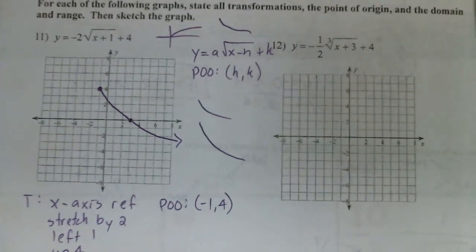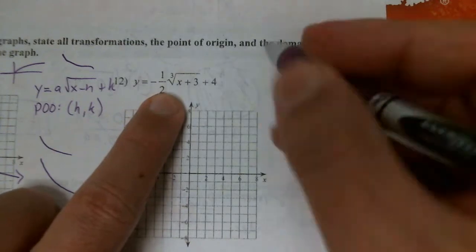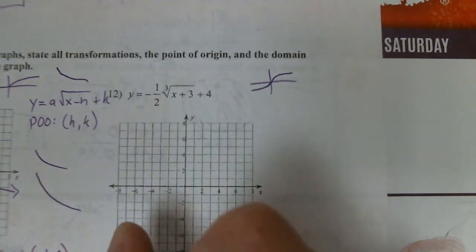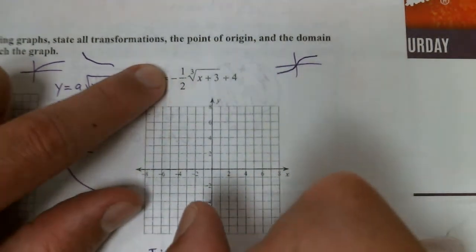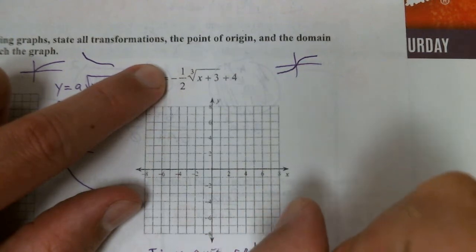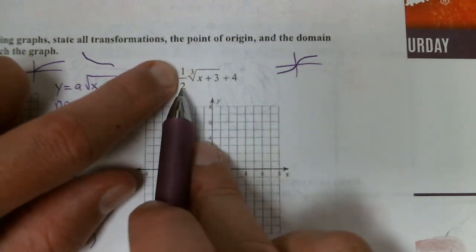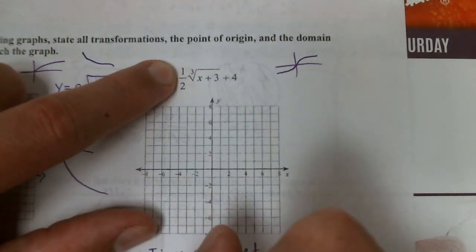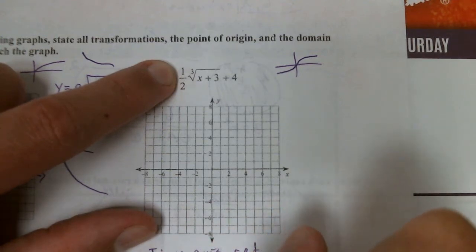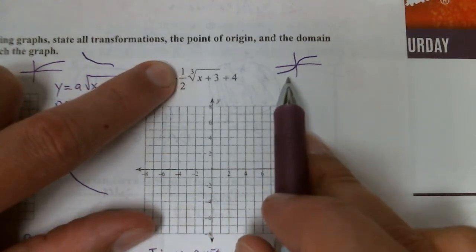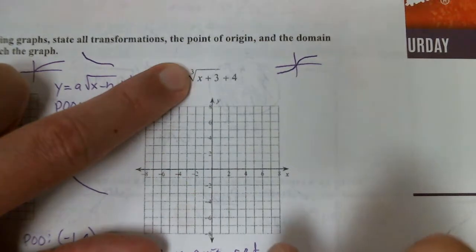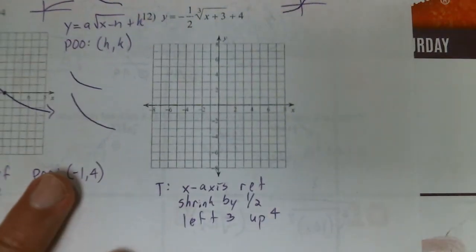Okay, next one over here. We have a cube root, so you should be thinking, okay, the snake's going up the tree. All right, so our transformations. Do I have a reflection? Yes, I do. So I have an x-axis reflection. Do I have a stretch or shrink? Yes, I do. That's less than 1. 0.3, 2/5, some kind of fraction will be a shrink, so that's a shrink by 1/2. So let's just finish the transformations. That's going to be left 3 and again up 4. So I've got an x-axis reflection, shrink by 1/2, left 3, up 4.